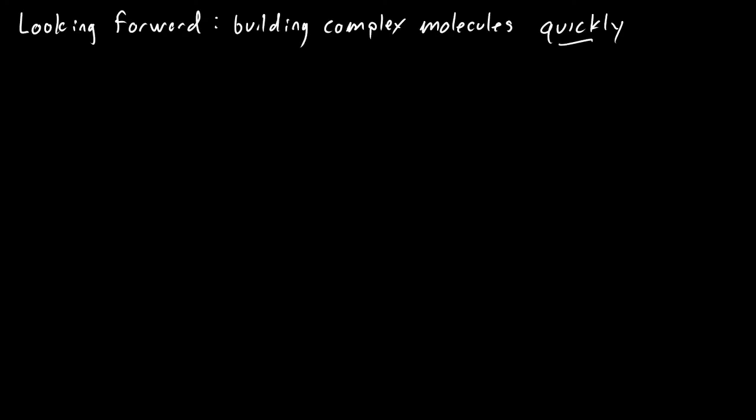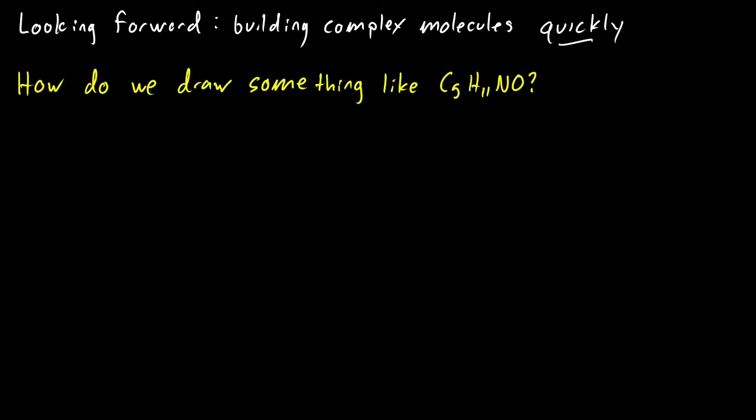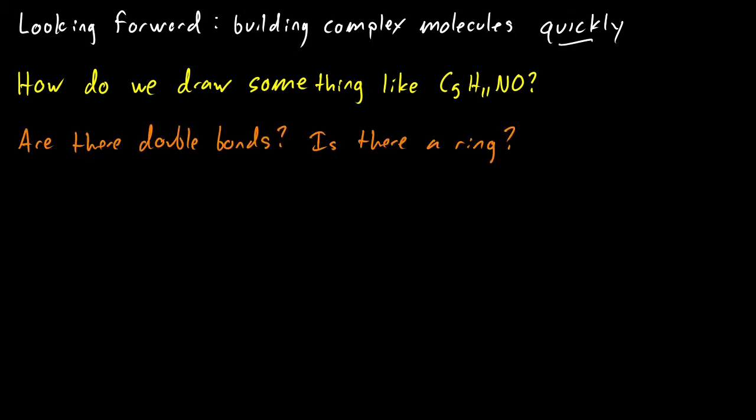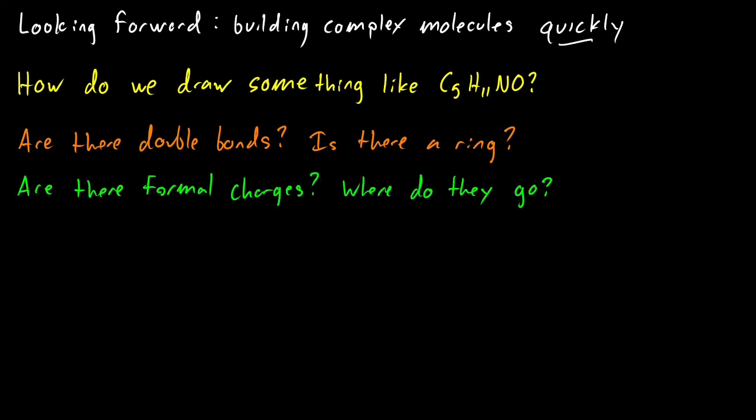So where do we need to go with this? What we need to be able to do is draw Lewis structures for fairly complex molecules, and we need to do it quickly. So other skills we'll need to work on are how do we draw a Lewis structure for a molecule with many more atoms like C5H11NO? Are there double bonds in this molecule? Is there a ring of atoms? Is there some way to tell from looking at the molecular formula? Are there formal charges? Where do they go?